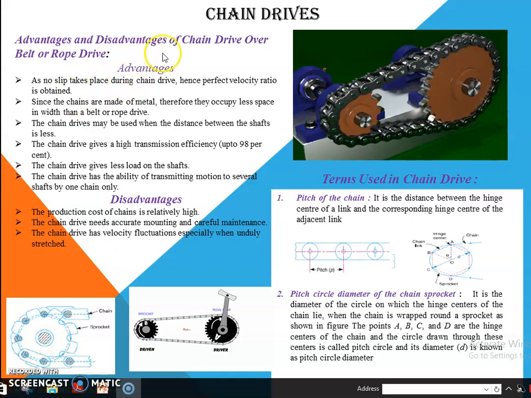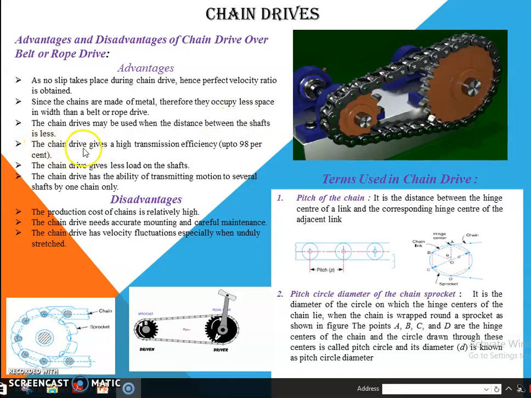Next, advantages and disadvantages of chain drive over belt or rope drives. Advantages: as no slip takes place during chain drive, hence perfect velocity ratio is obtained. Since the chains are made up of metal, therefore they occupy less space in width than a belt or a rope drive. The chain drives may be used when the distance between the shafts is less.